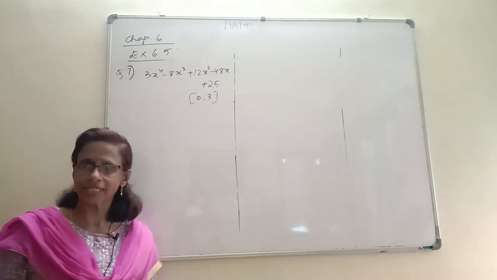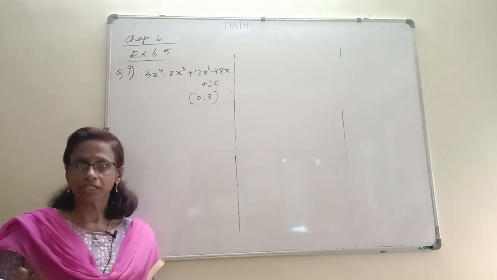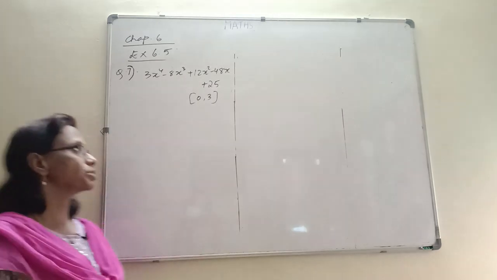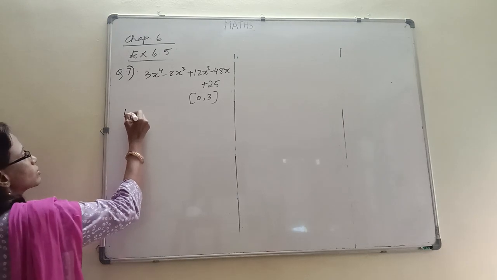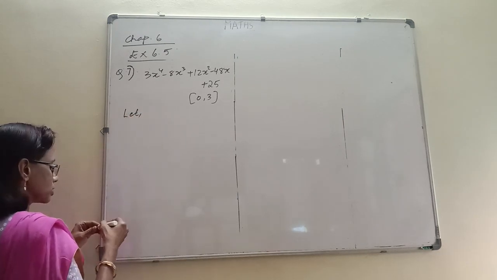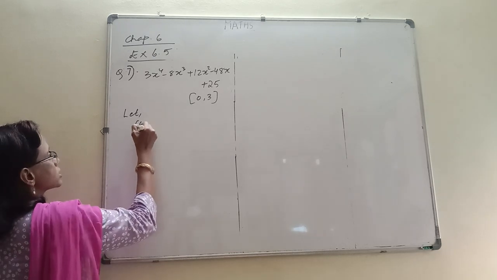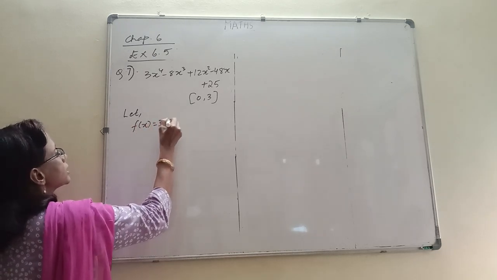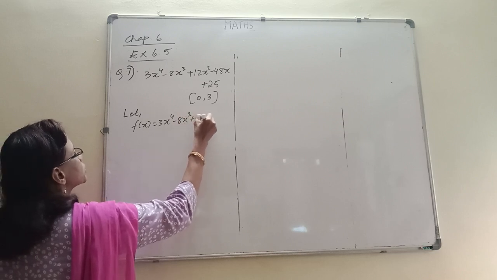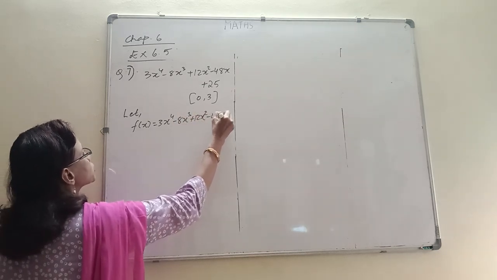So it's pretty easy actually. Let's call this function by some name, because it's very difficult to always take the polynomial and do it. So let's call this function f of x is 3x raised to 4 minus 8x cubed, 12x squared minus 48x plus 25. It's a huge polynomial.